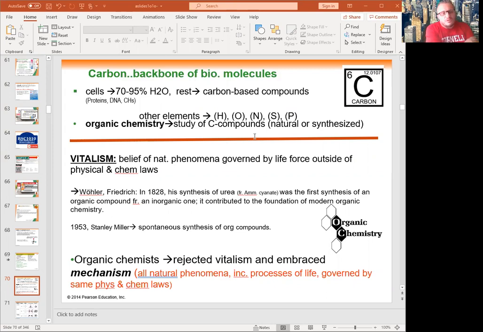According to vitalism, all natural phenomena are governed by life sources outside of physical and chemical laws. But Friedrich Wöhler in 1828 synthesized the first organic compound, urea, from ammonium cyanide. This first synthesis of an organic compound started a new hypothesis called mechanism, which rejected vitalism. According to mechanism, all natural phenomena, including processes of life, are governed by the same physical and chemical laws.